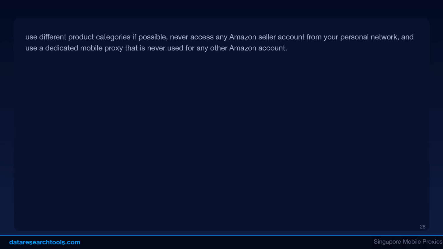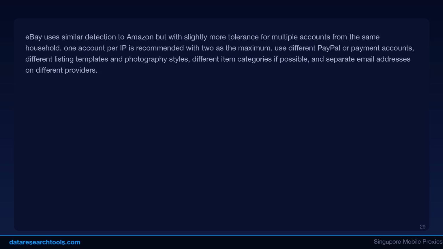eBay uses similar detection to Amazon but with slightly more tolerance for multiple accounts from the same household. One account per IP is recommended with 2 as the maximum. Use different PayPal or payment accounts, different listing templates and photography styles, different item categories if possible, and separate email addresses on different providers.